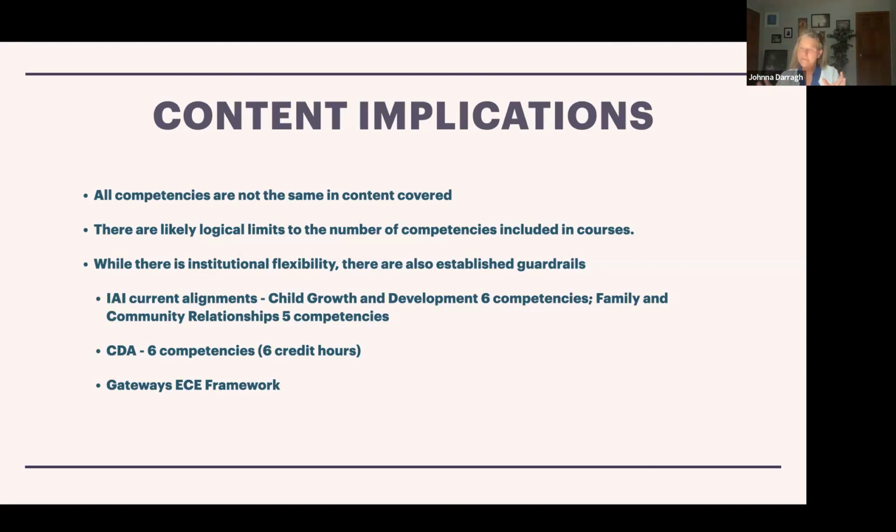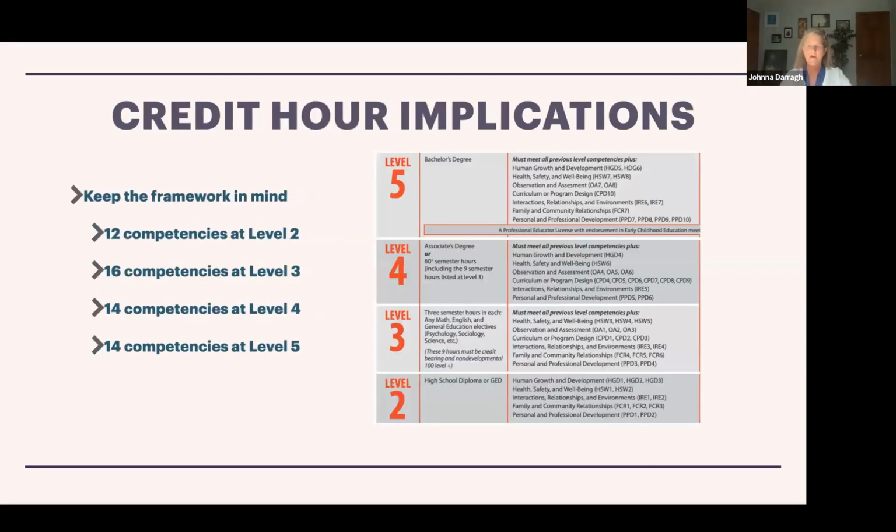And the Gateways ECE framework can be an incredibly valuable guide. And I have that included on this page. So some of the things to think about, there are 12 competencies at level 2, 16 competencies at level 3, 14 at level 4, and 14 at level 5. So there's some continuity across each of the credential levels.